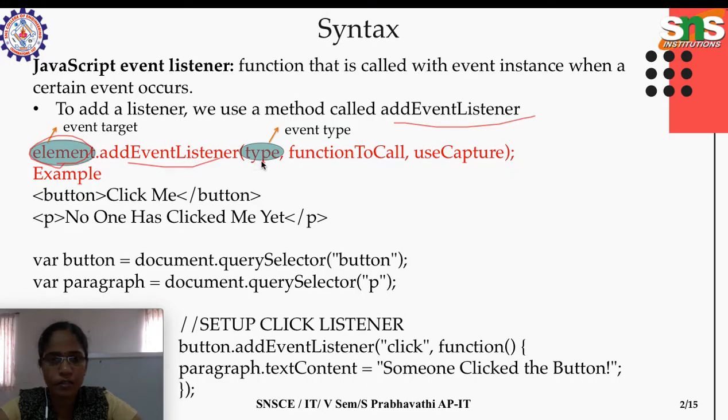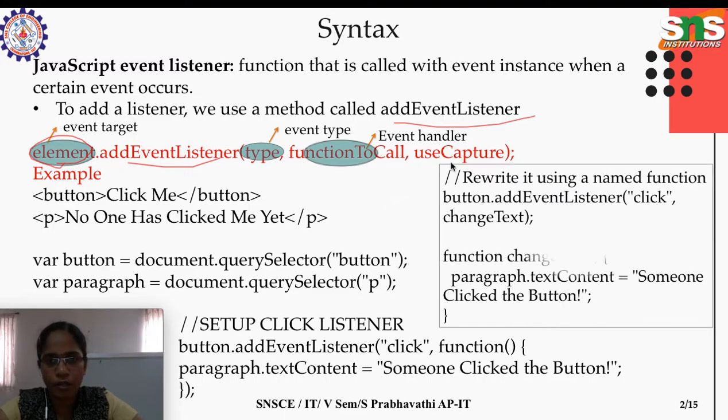The first argument is the type of the event. Whether we press the key, hover over with the mouse, or click the mouse, those are the event types. The second argument is the event handler, which takes us to the respective function definition to handle the event. And the third one is useCapture. This is an optional argument. Mostly it will be false, or we could omit the third argument.